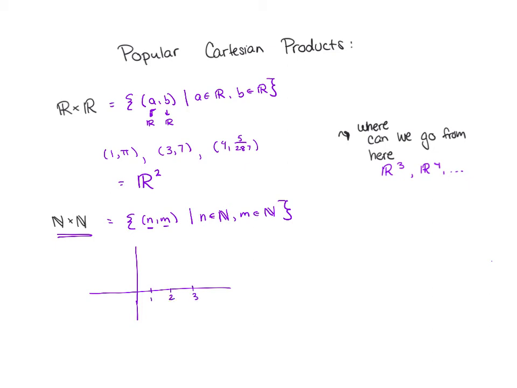So maybe if I want to represent that graphically, I can think about drawing it out. This is just going to be the grid of points. So (1,1), (1,2), (1,3), (1,4), going all the way up. (2,1), (2,2), (2,3), (2,4), going all the way up, and so forth. So that's my set, N cross N. It's going to be that whole grid of points. But only positive, remember, because those N's are just natural numbers, which are positive.